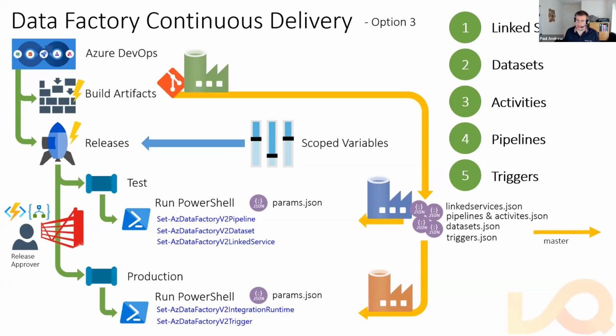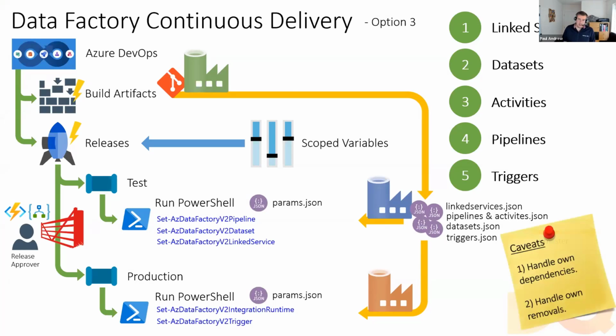Now, that's okay. Option 3, that's good. Maybe it's better than what we had with our ARM templates, but there are still some caveats here. And those caveats, quite simply, are that we then need to handle our own dependencies. So we will get a deployment time error if we try and deploy a dataset where the linked service does not already exist. So we have to handle those dependencies. And of course, the PowerShell set cmdlets aren't going to do any deletions.